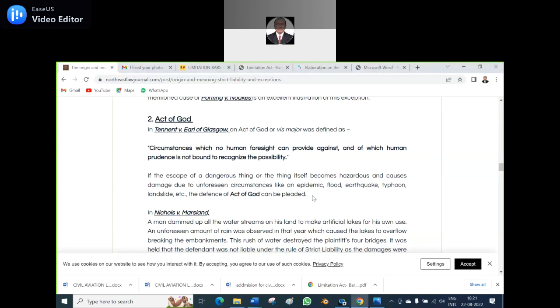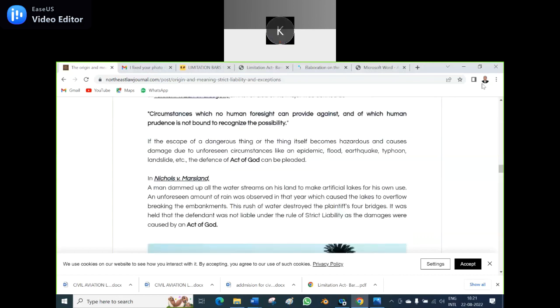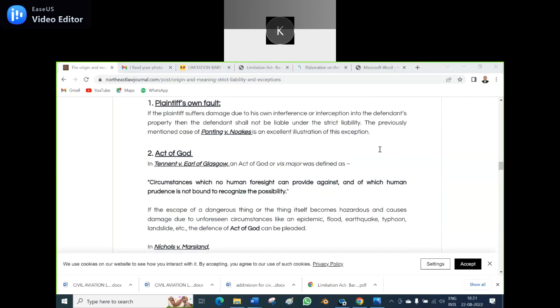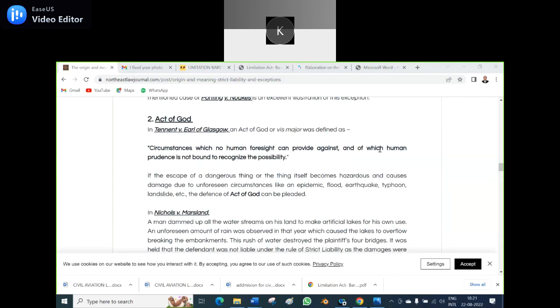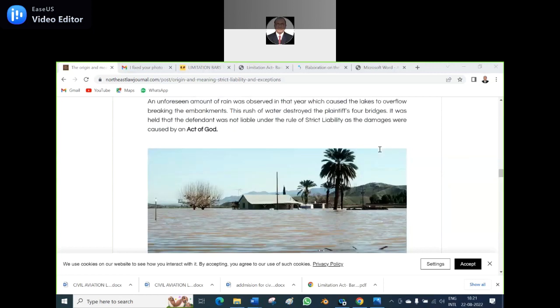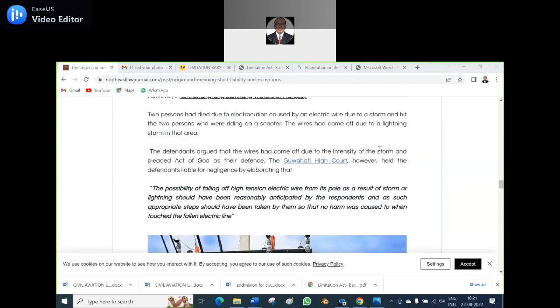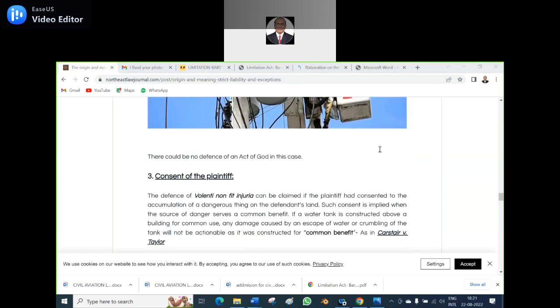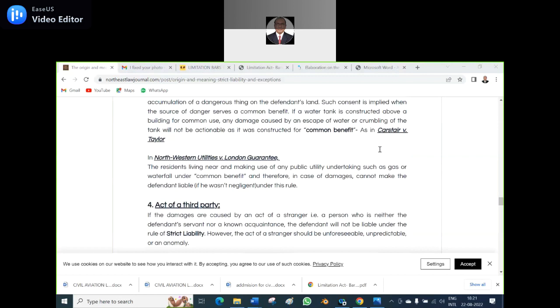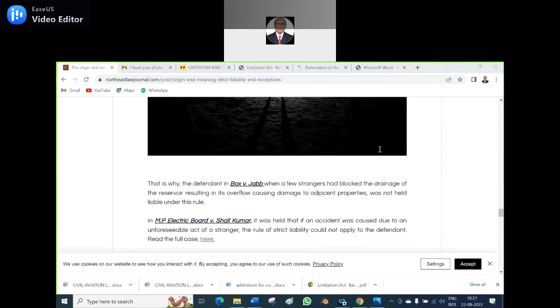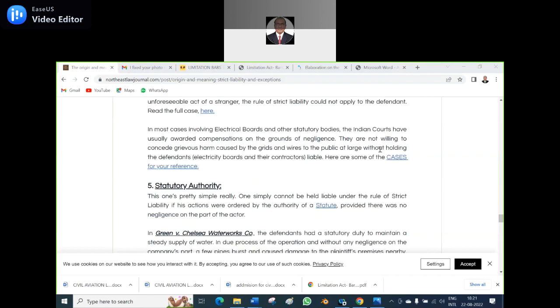Even at the time of the pandemic, Nirmala Sitharaman defended herself with it when GST was not distributed among the states. The pandemic, of course, is an act of God. The famous case law we know is Nichols versus Marsland. Later we can see consent of the plaintiff, and the 4th exception is the act of a third party, and the 5th exception is statutory authority.